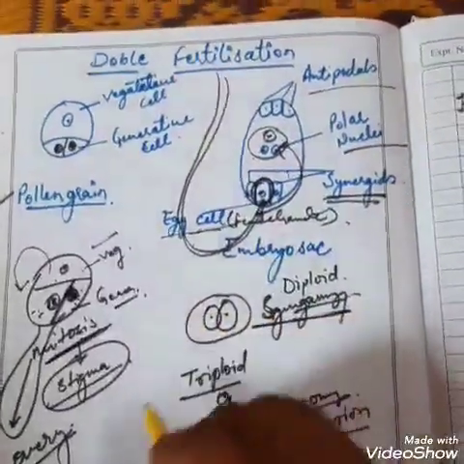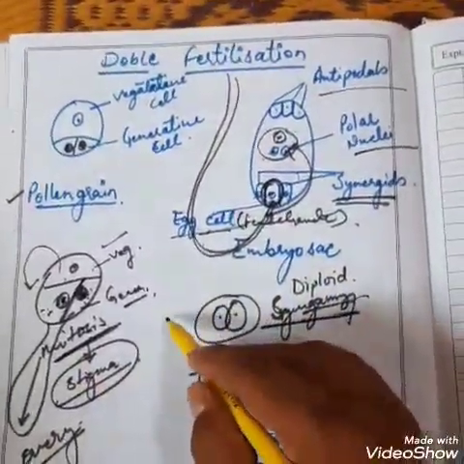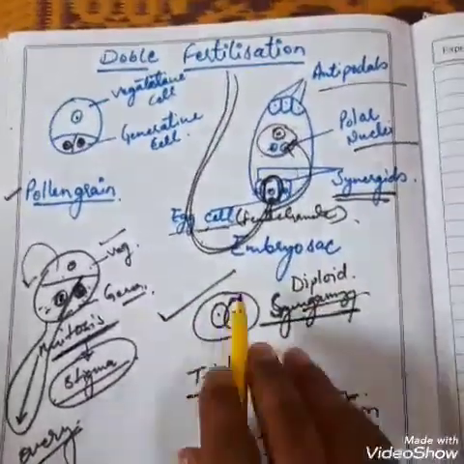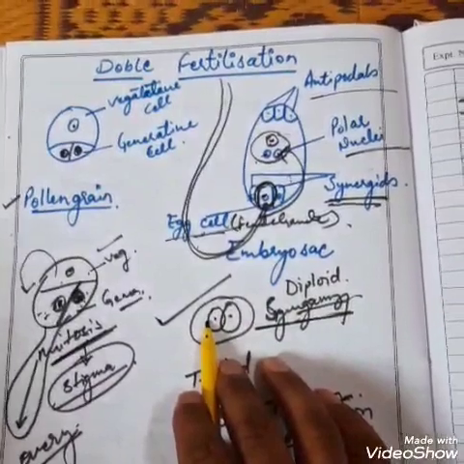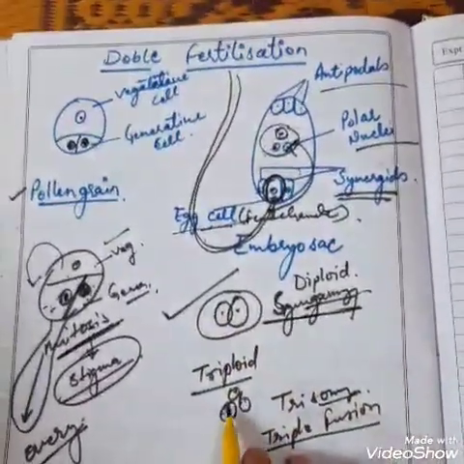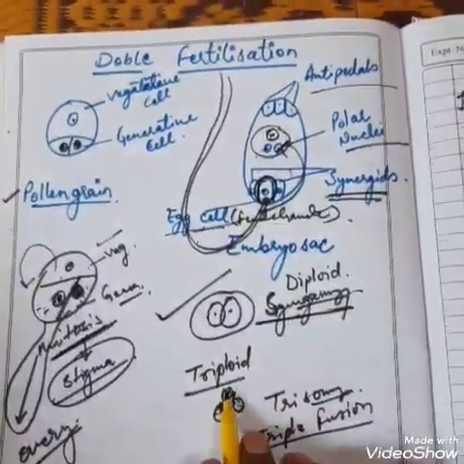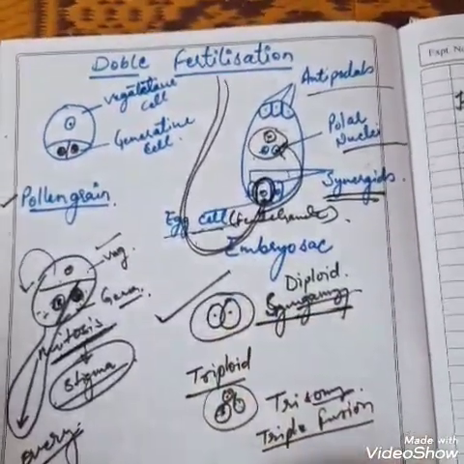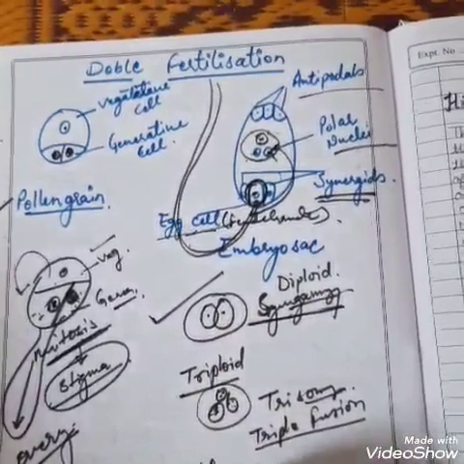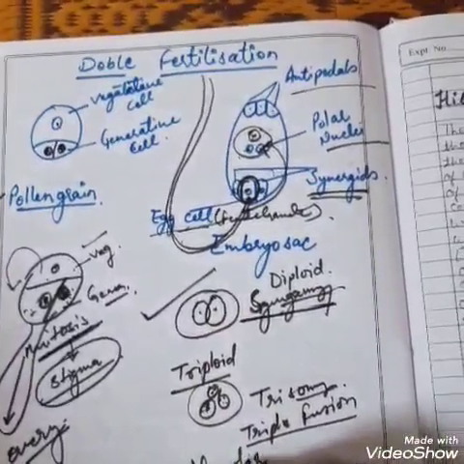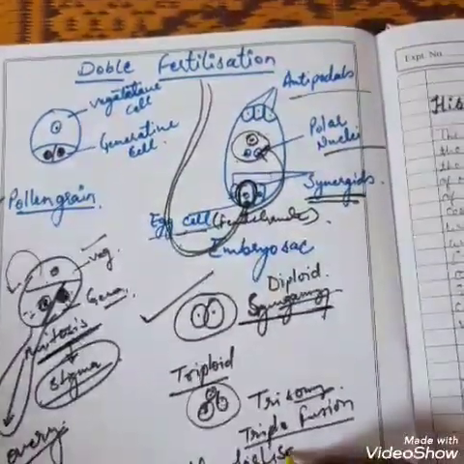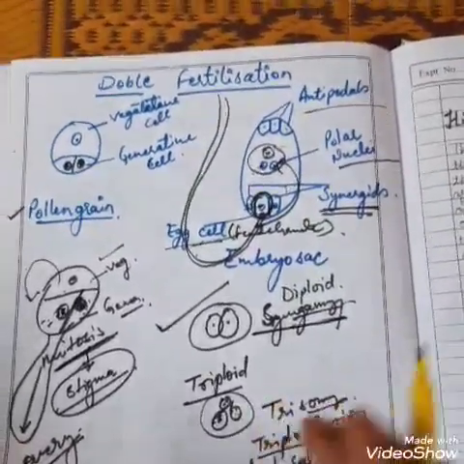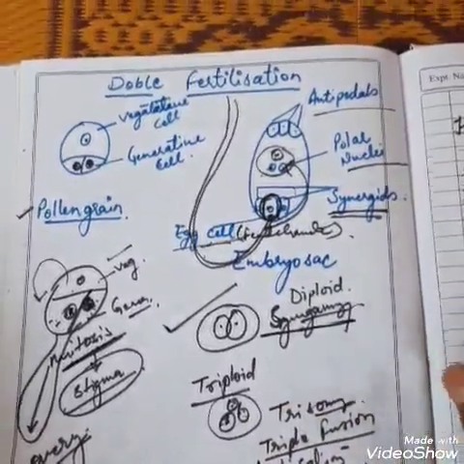Because in this process fertilization takes place two times, one with the egg cell and one nucleus of the pollen grain, and the other with the polar nuclei and the other nucleus of the pollen grain, this entire process is known as double fertilization. This is a very important process of plants, and most of the time questions come in board examinations from this topic.